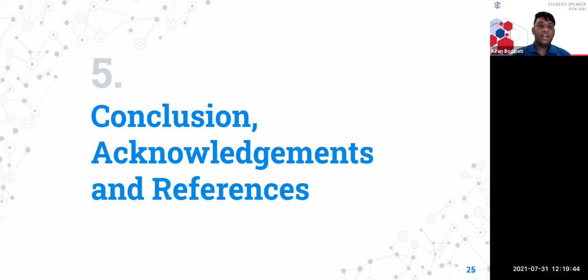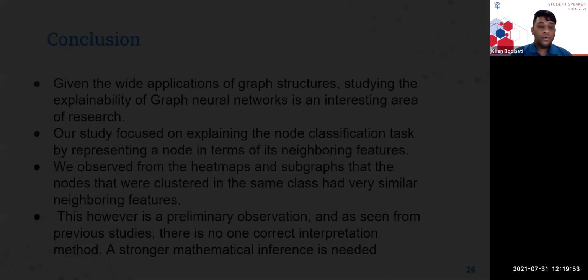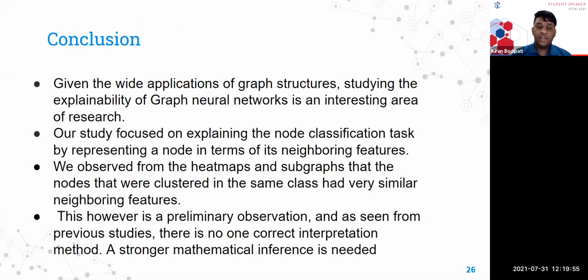So yeah, I think that comes to the end of my results, and I think this is a lot to sink in. So let me wrap things up by providing a quick summary. Given the applications of graph datasets and graph structures in numerous aspects of the world, including road networks and all the other things that I mentioned earlier, the study of the explainability of graph networks is an interesting area of research. My study focused on node classification tasks by representing the nodes in terms of its neighboring features.